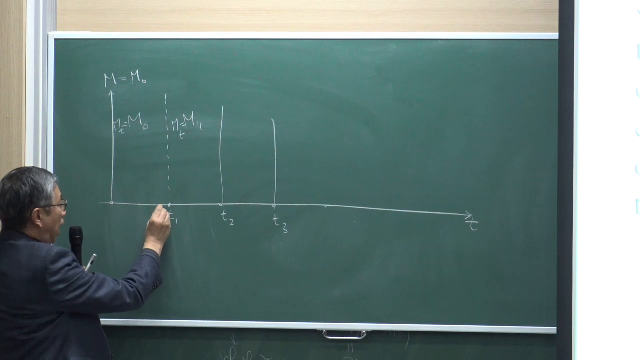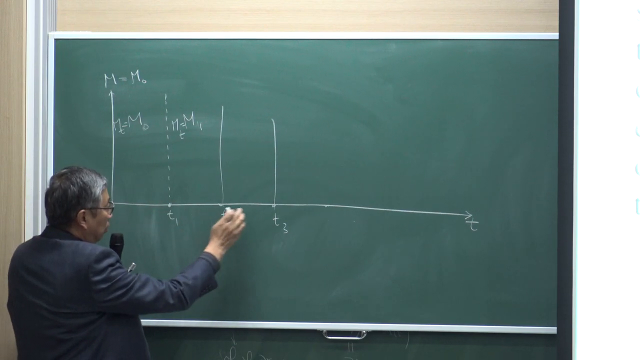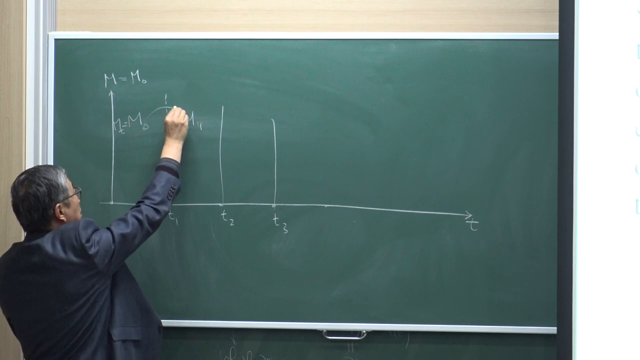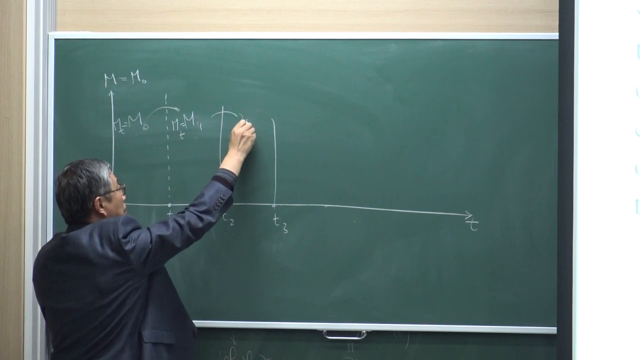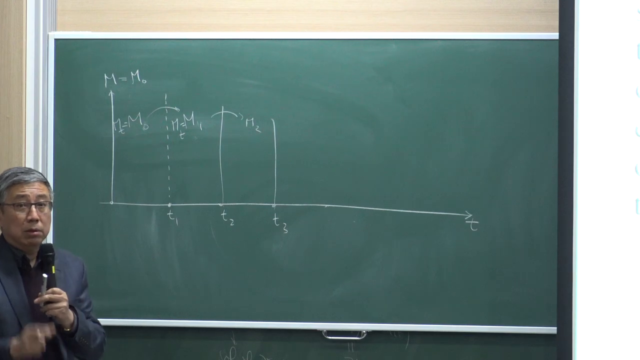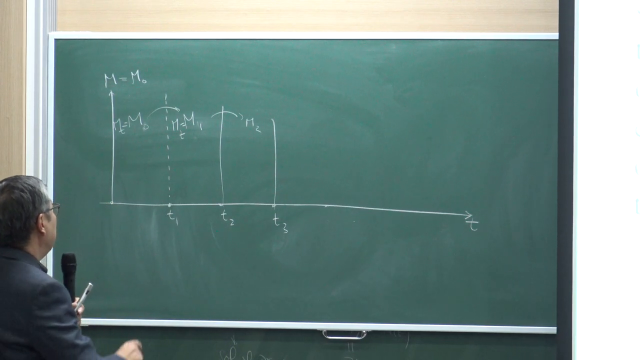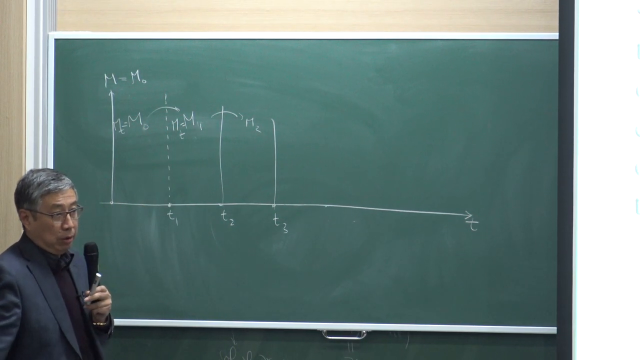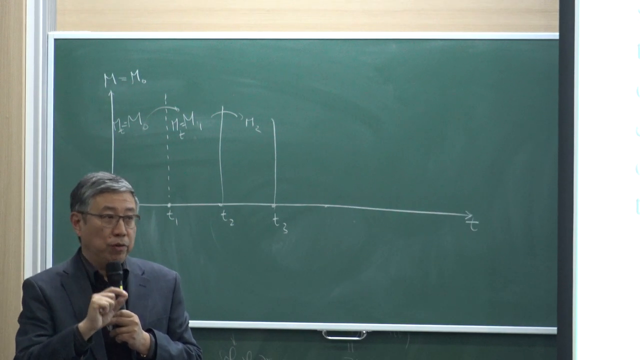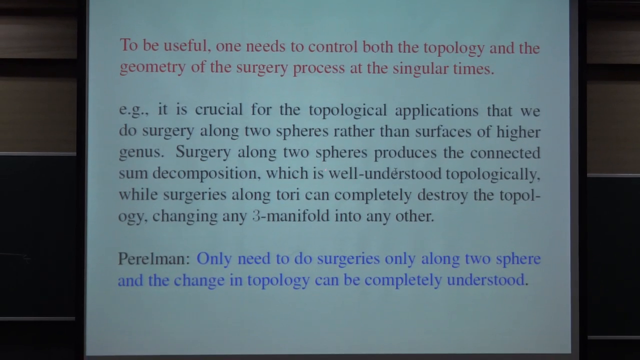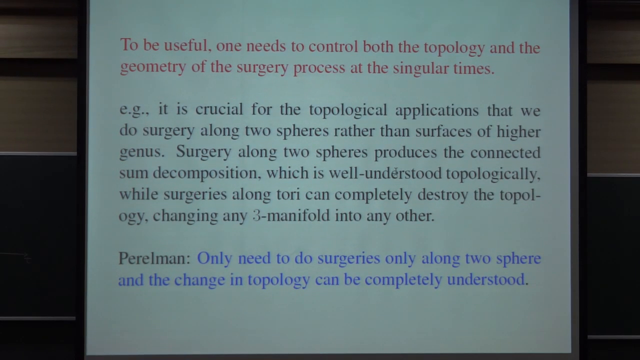But once t crosses t1, t2, and so on, your manifold may change. Okay, so manifold M0 may not be the same as M1 and may not be the same as M2. But to be useful in geometry, we need to know how this change occurs. Okay, we need to understand what's the nature of the change. So to be useful, we need to control both the topology and the geometry of the surgery process at a singular time. So by that I mean control this process.